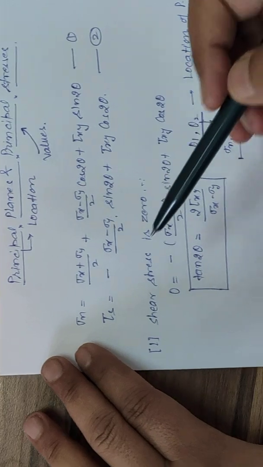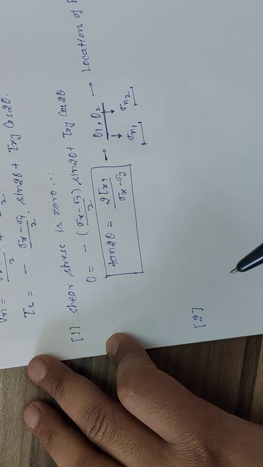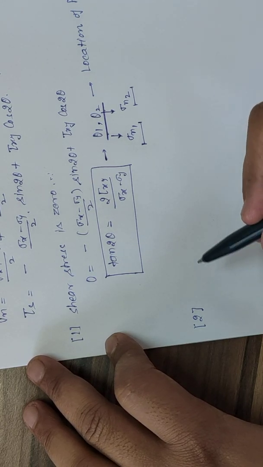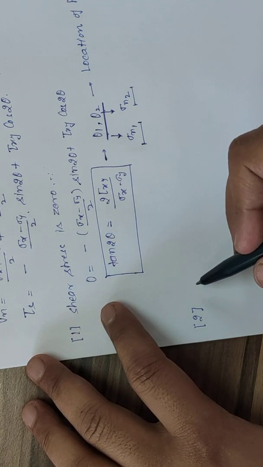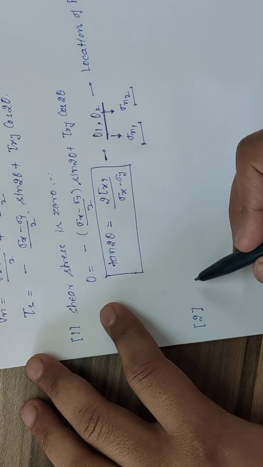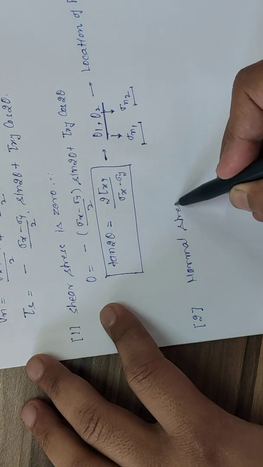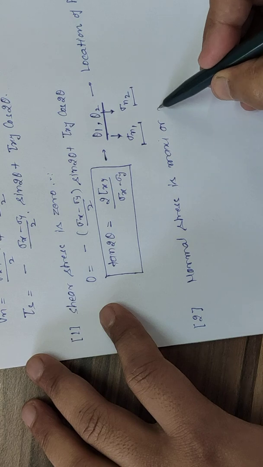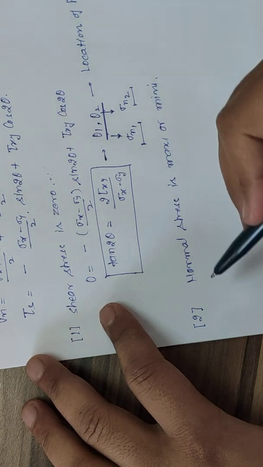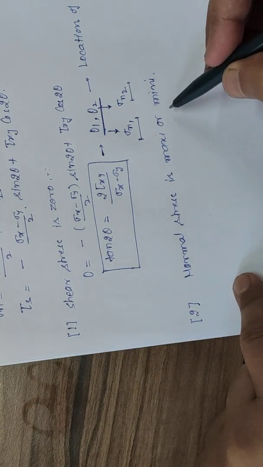First we found the location by this value. Now in the second aspect we can also check the principal planes. The second aspect is: the principal planes are those planes on which normal stress is maximum or minimum. So the principal planes can be defined as the planes on which normal stress is maximum or minimum.